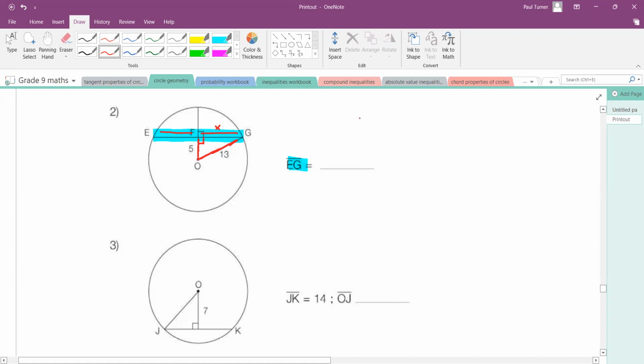So we could form an equation. X squared plus 5 squared is 13 squared. So then X squared will be 13 squared minus 5 squared. So X will be the square root of that number, 13 squared minus 5 squared. And when you calculate that, you're going to get 12. So this length here is 12, which is FG, and EF is the same length as that. So this will be 12. So your total length is going to be 24.